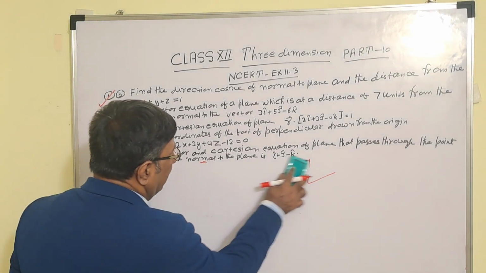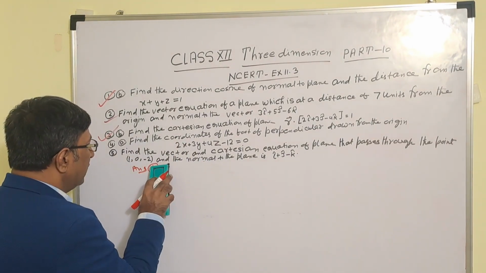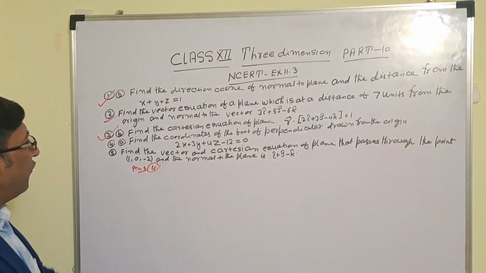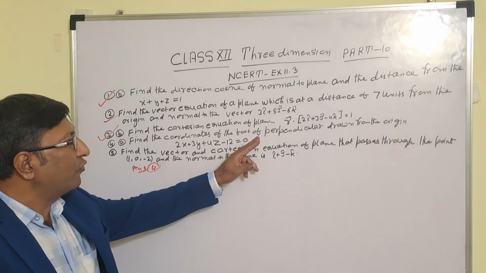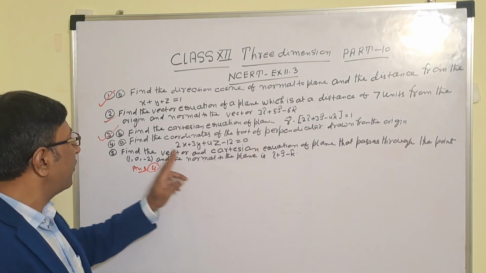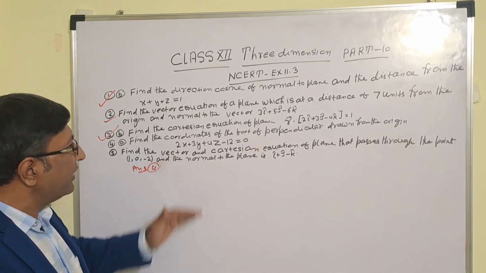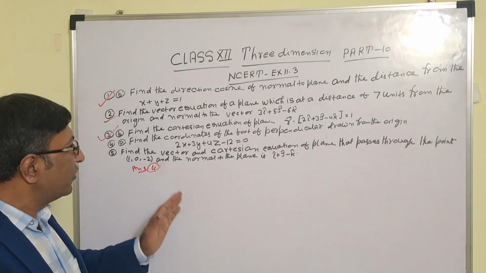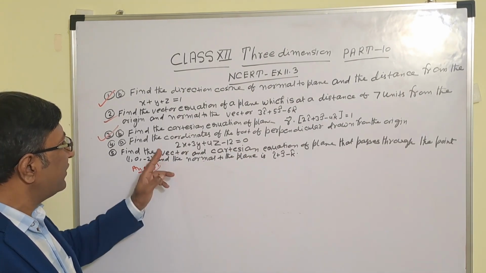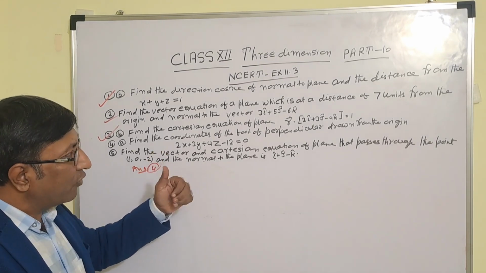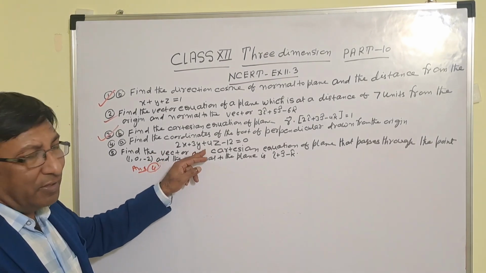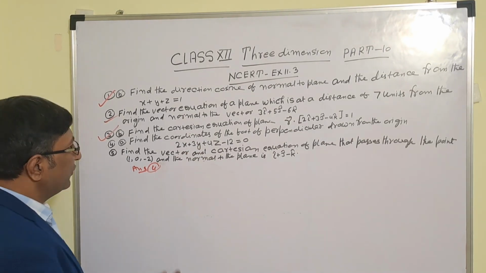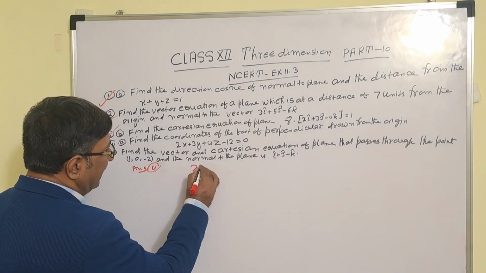Now see question number 4. So what is question 4? Find the coordinates of the foot of perpendicular drawn from the origin. So this is also a model question. Here the equation is given, the coordinates of foot of perpendicular drawn from origin to this plane, and we have to find the coordinates of foot of perpendicular. So you see how we can solve this question very easily.